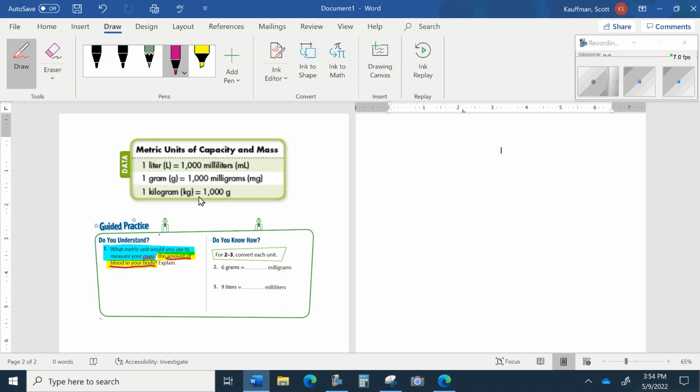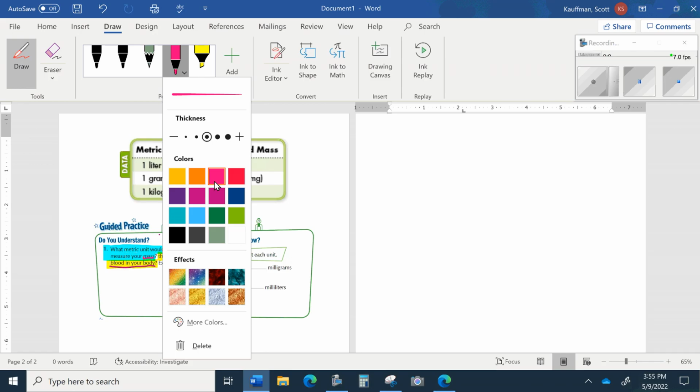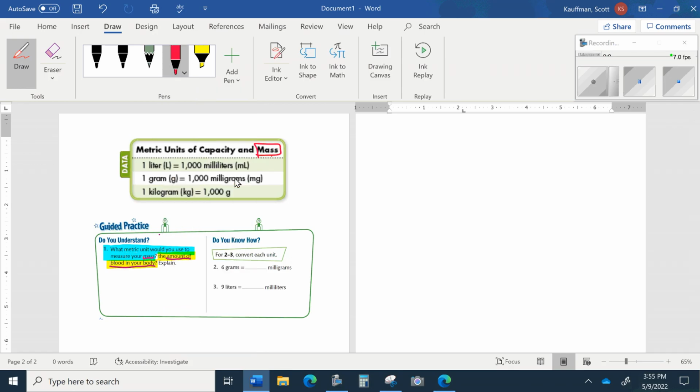So if I was measuring first my mass, remember, we're going to measure how much weight is pressing down on Mr. Kaufman. The smallest unit of measure would be milligrams. And then after that, we would have grams. And then after that, we would have the largest, which is kilograms.